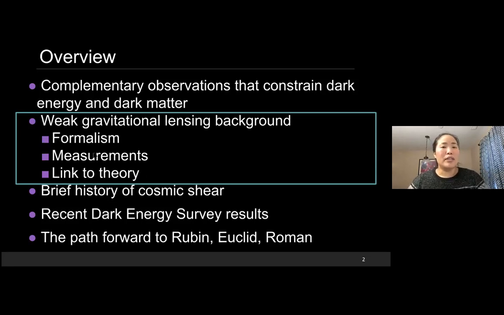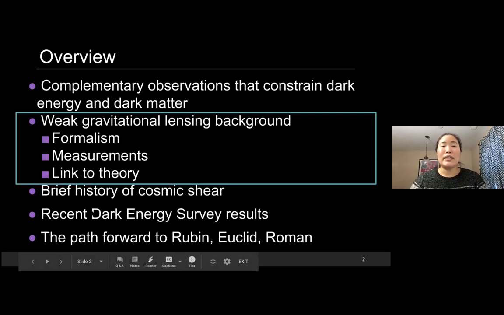That includes going into some background for the formalism for weak gravitational lensing, talking about the measurements that we make, and then linking that to the theory or the models. And then the last three points are going through a brief history of these measurements, going over a couple of recent Dark Energy Survey results that have made it to the archive already, and then talking briefly about the path forward with these future experiments that will be measuring this cosmic shear.